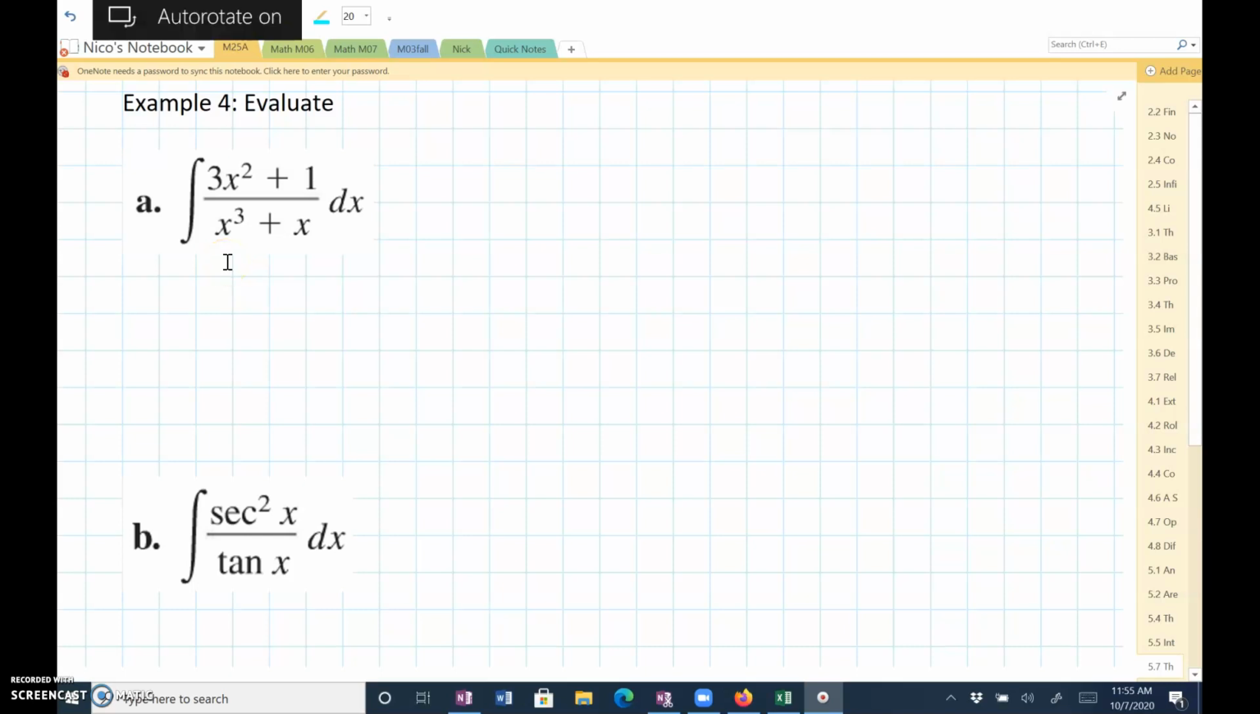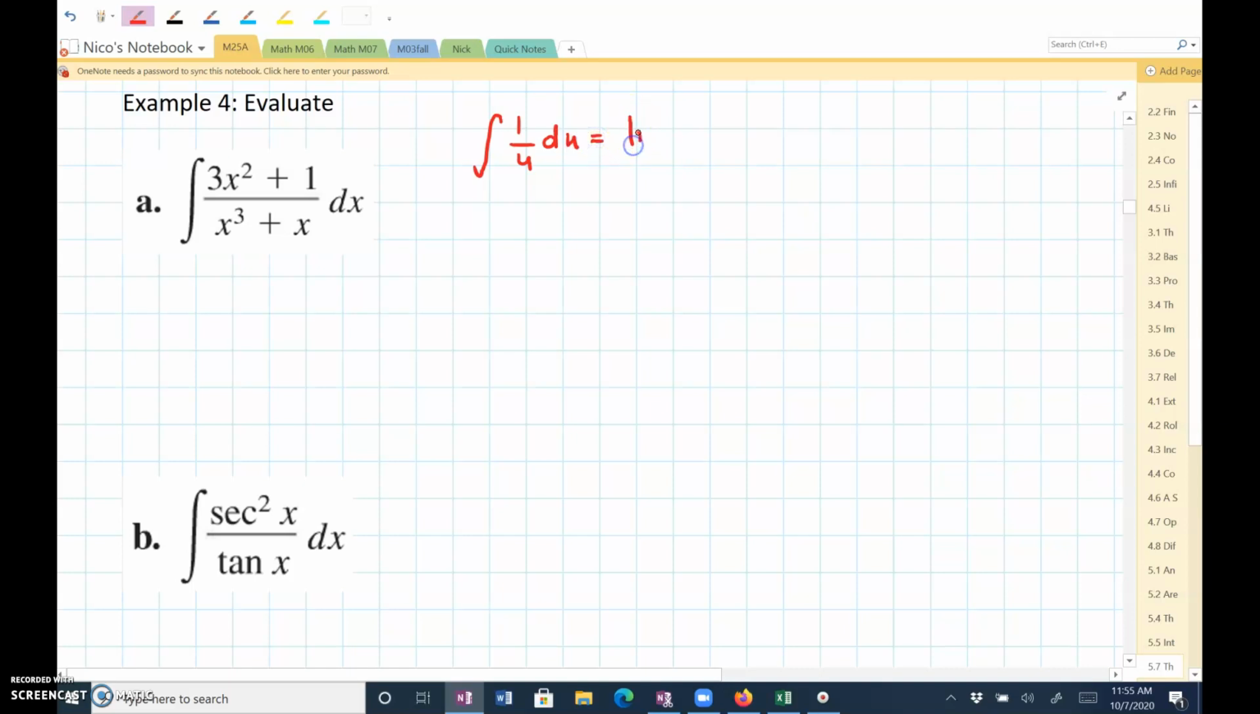Okay, example 4, we're going to evaluate these. So again, the rule that we're practicing is if you have the integral of 1 over u du, that will be equal to the natural log of the absolute value of u plus c. We're trying to see if we can get each of these problems into this form. So if you look at this problem, look at the denominator here.